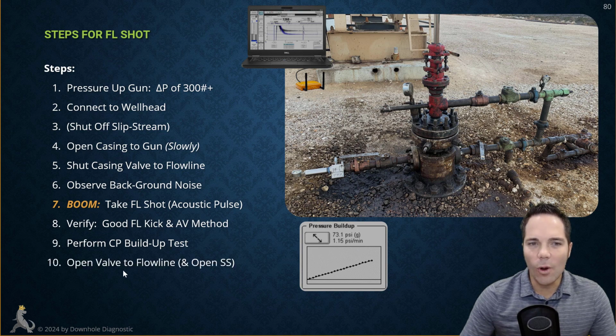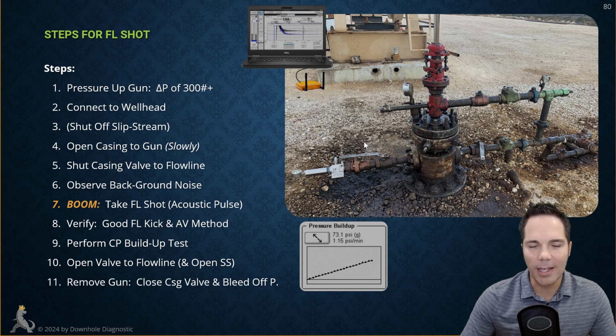After that, I'm going to open the valve to the flow line. Okay, so I'm done with the test. I end the recording. I'm going to open this back up to the flow line. If I had a slipstream I closed off, make sure you open that back up. And then we are going to remove the gun. So I'm going to close the casing valve and then bleed off the pressure. I'll close this off here, bleed off the pressure, make sure I don't breathe in the gas. You never know what's in there.